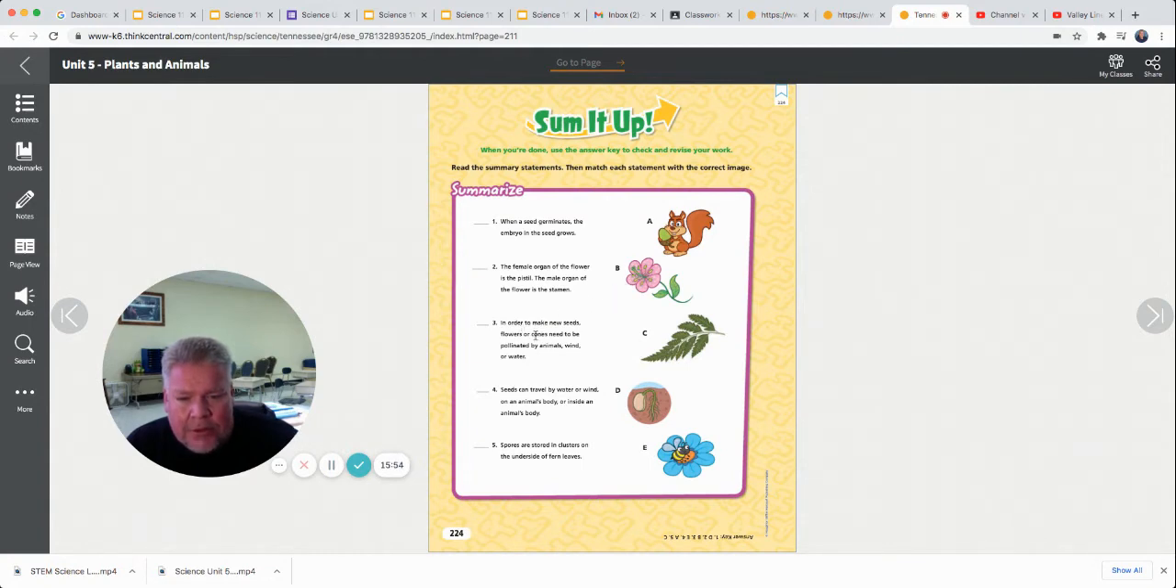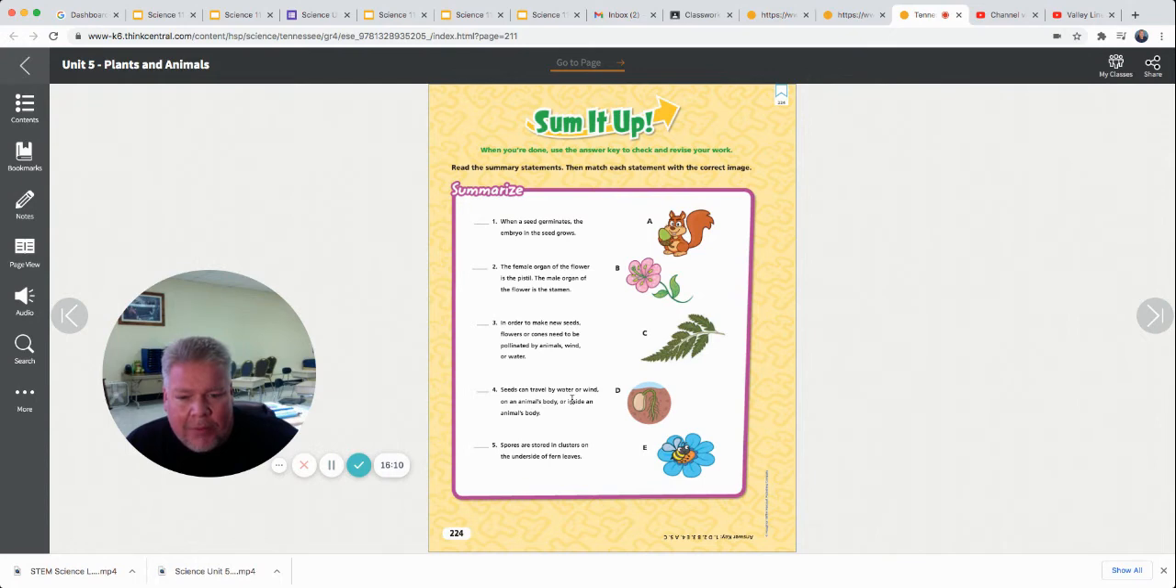In order to make new seeds, flowers or cones need to be pollinated by animals, wind, or water. Well, I think that's probably E, don't you? The bee, he's pollinating the flower. He's getting that pollen on him and carrying it to another flower.